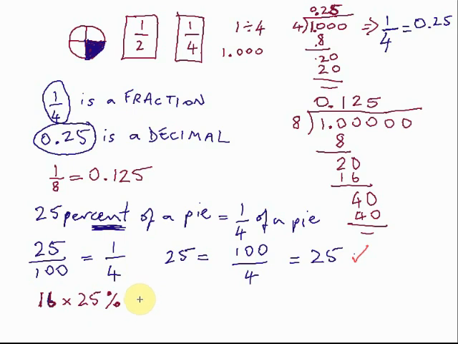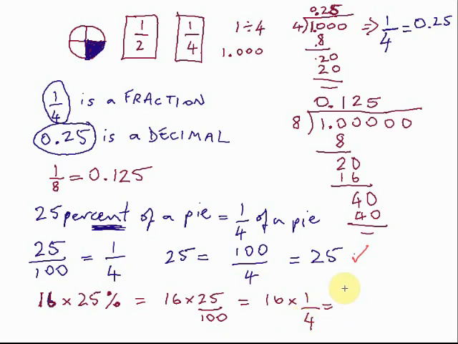So what can we do? Well, remember what 25% is? It's 25 over 100. So how many balls do we give our little friend Fred? Well, we give him 16 times 25 divided by 100. Now we already know that 25 divided by 100 is a quarter, so we can put it in here. 16 times 1 divided by 4.